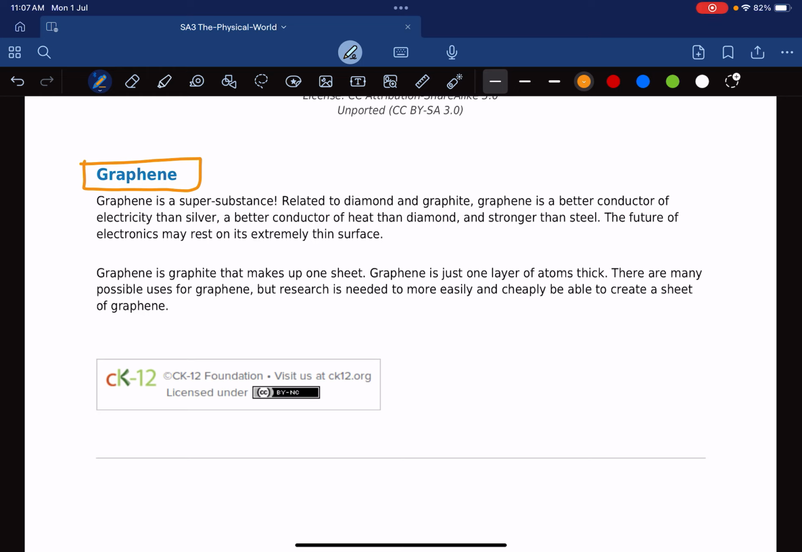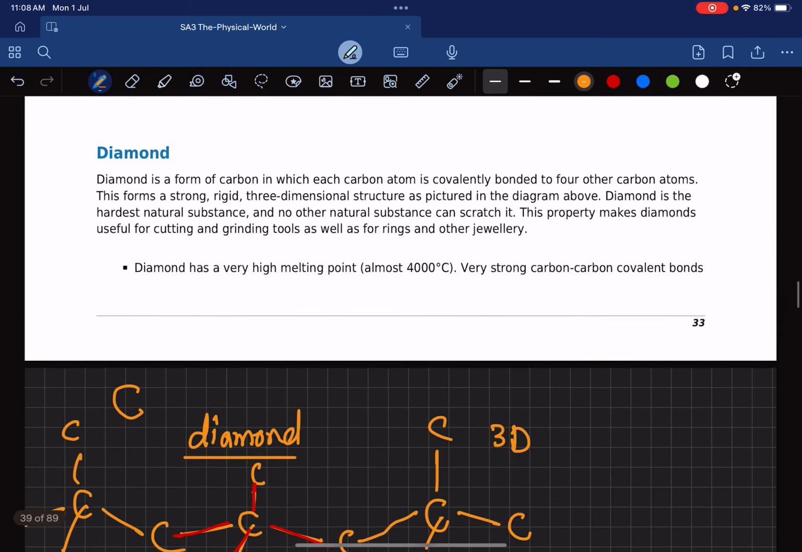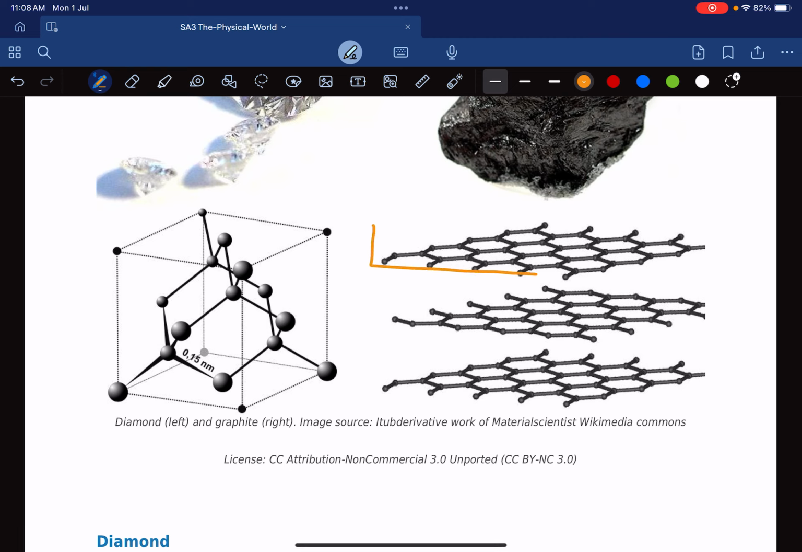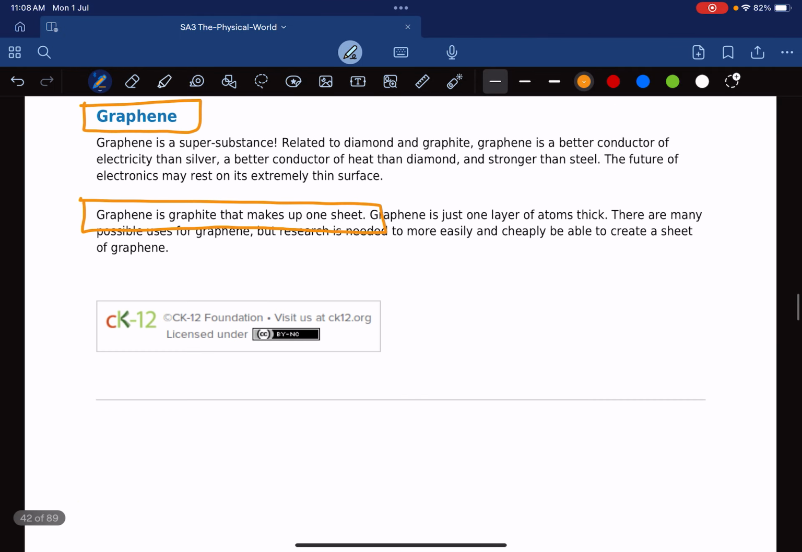Graphene is a better conductor of electricity than silver, a better conductor of heat than diamond, and stronger than steel. Graphene, see this word here, makes up one sheet of graphite. That means, remember just now, if we remove just this one layer, that's called graphene. But it's very, very strong. So that's what it's saying here. There are many possible uses of graphene, but research is needed to more easily and cheaply produce sheets of graphene.